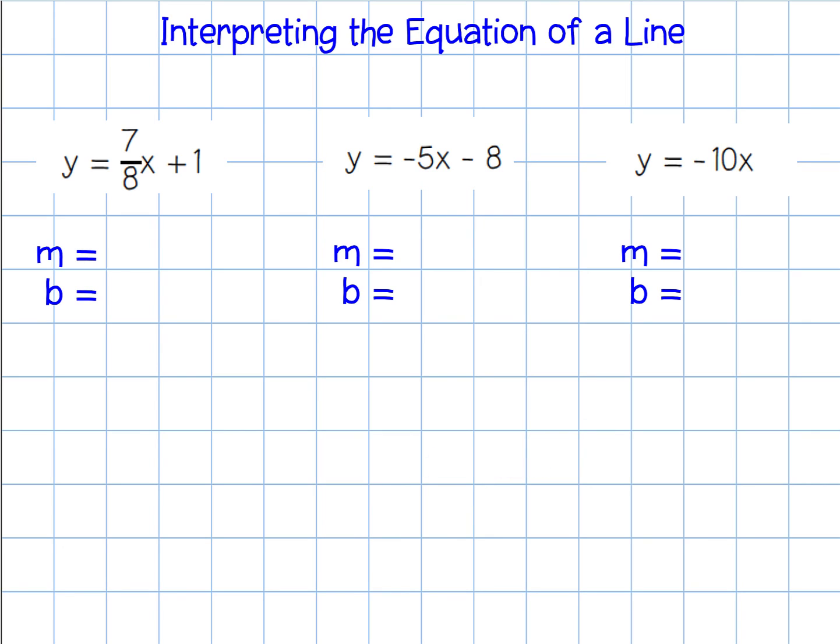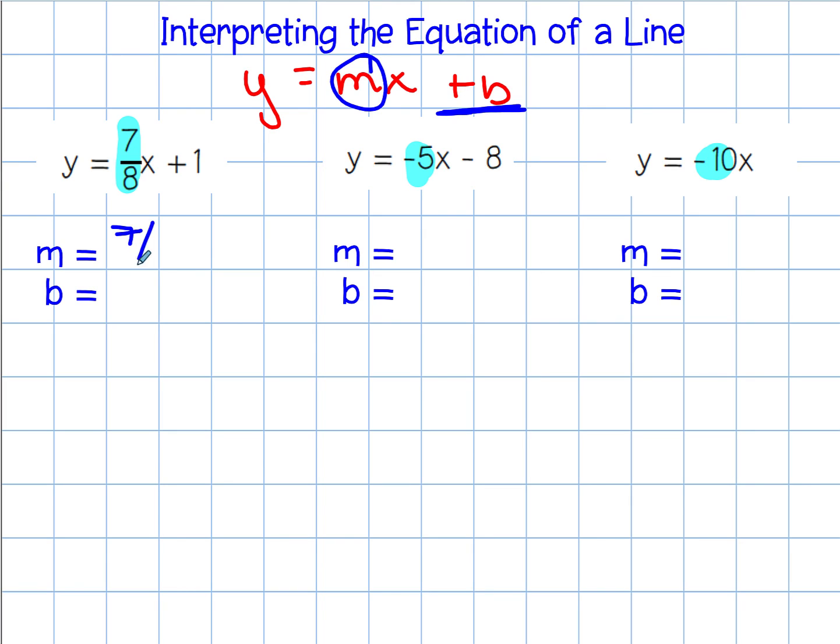Okay, so let's see how we did. We know that y equals mx plus b is slope-intercept form. And we know that the number that's the coefficient of x is my slope, and the number that I'm adding or subtracting from the x term is going to be my y-intercept. So let's look. What's the coefficient of x in this one? 7/8. What's the coefficient of x in the second one? -5. What's the coefficient of x in the third one? -10. So those have to be my slopes.